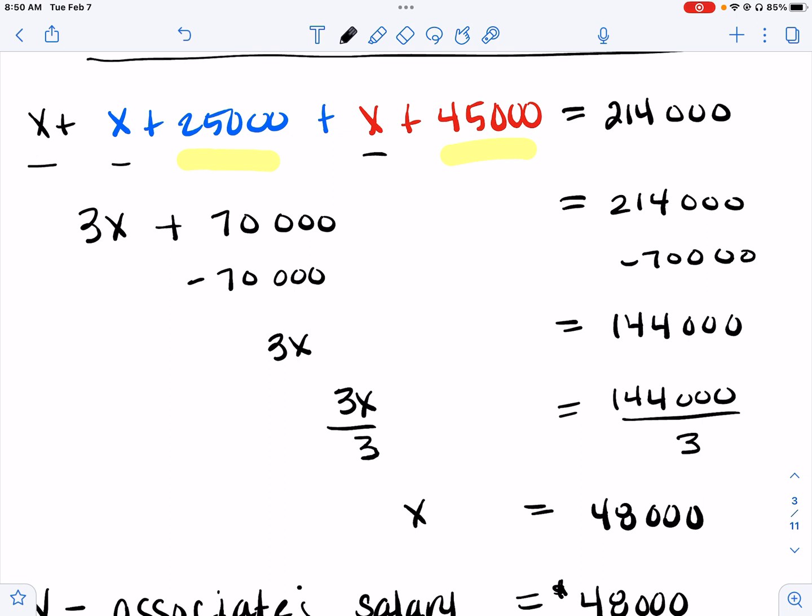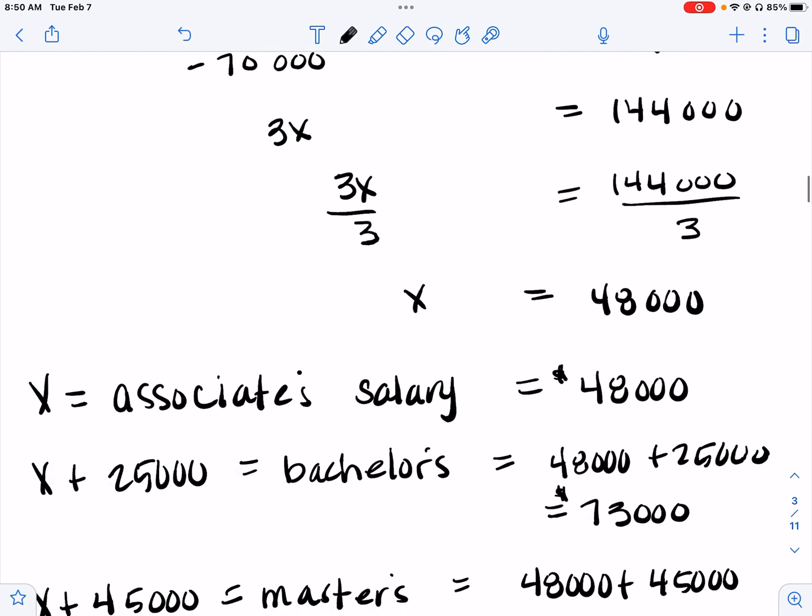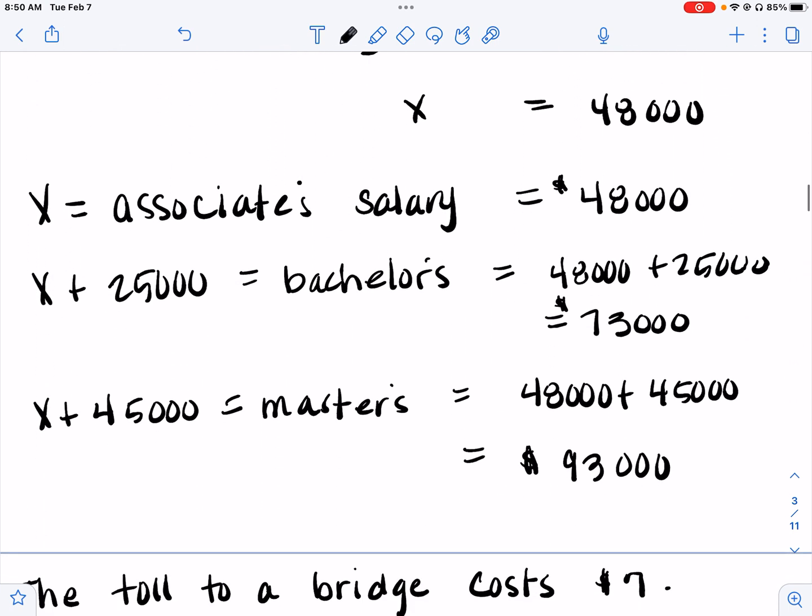So now we can solve, subtract 70,000. We get 3x equals 144,000. Divide by 3. That gives us x equals 48,000. So that tells us the associate's salary is 48,000. The bachelor's is x plus 25,000, and the master's is x plus 45,000. And that's how you can figure out all of those.